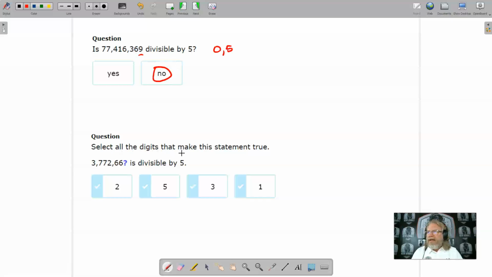Here it says to select all the digits that make this statement true, and so we got 3,772,660 something, right? The last digit. Well, we know that it has to be a 0 or a 5, so we're only going to select 0 or 5, and there is a 5 there, so that would be our only correct answer.